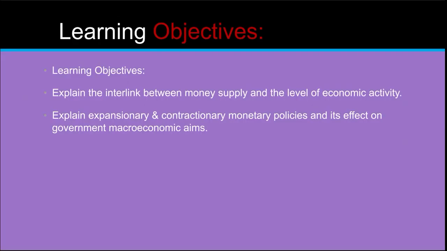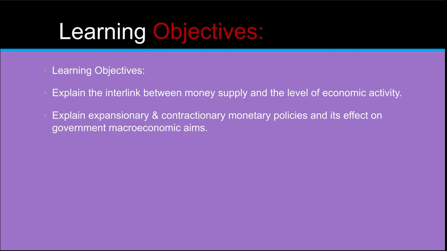By the end of this lesson, students should be able to explain the interlink between money supply and the level of economic activity. You should be able to explain expansionary monetary policy and contractionary monetary policy and their effect on the government's macro aims.